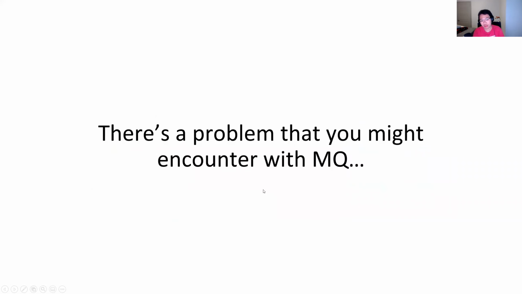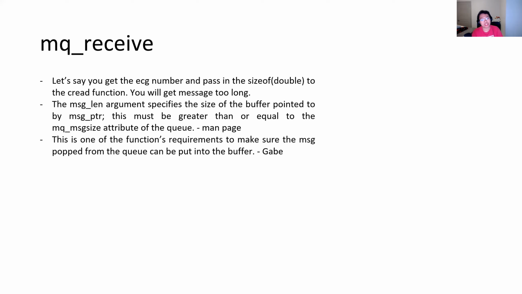As you can see, there's a problem that you might encounter with a message queue. Let's say you get an ECG number and pass in the size of double to the C read function, you'll get the message too long. That might seem a little bit strange, because technically your message is smaller than the message queue size. So why is it telling you that it's too long? Well, when you look at the man page, the message length argument, which is the second argument, specifies the size of the buffer pointed to by the message pointer. This must be greater than or equal to the message queue's message size attribute.